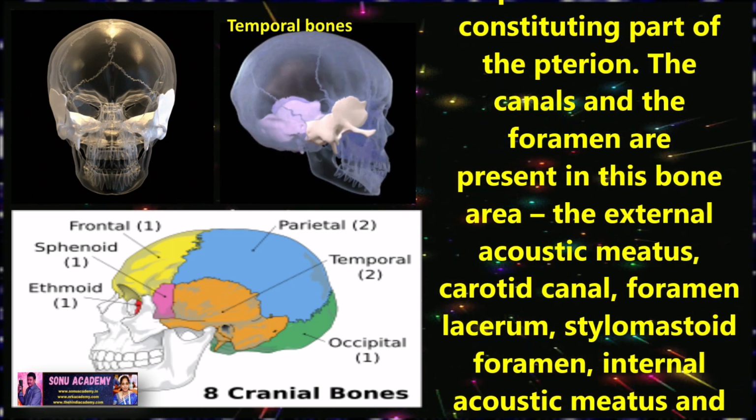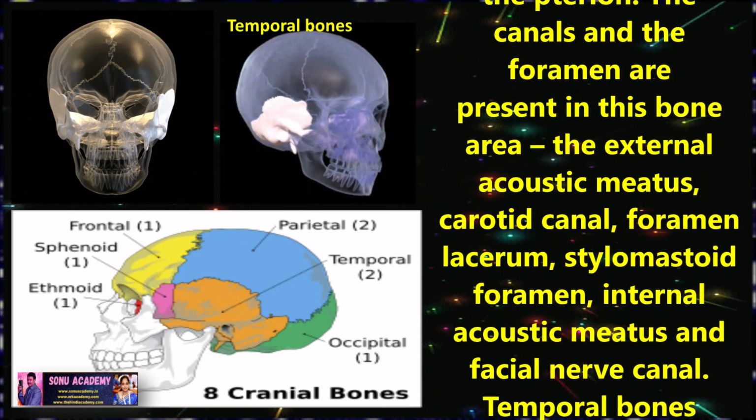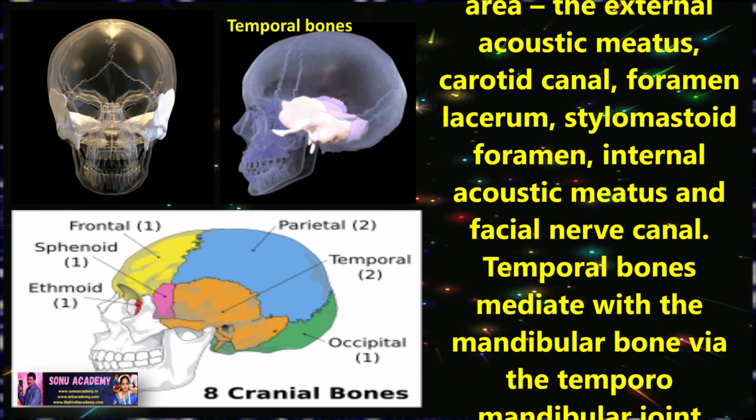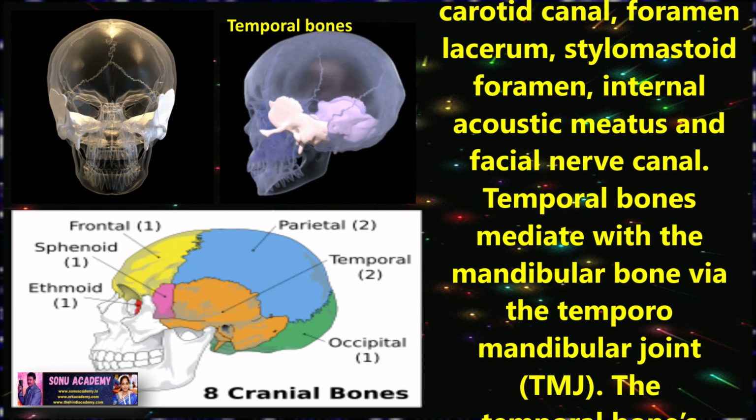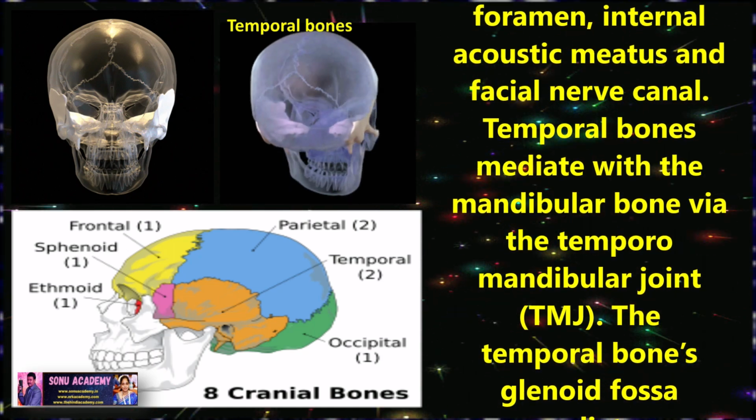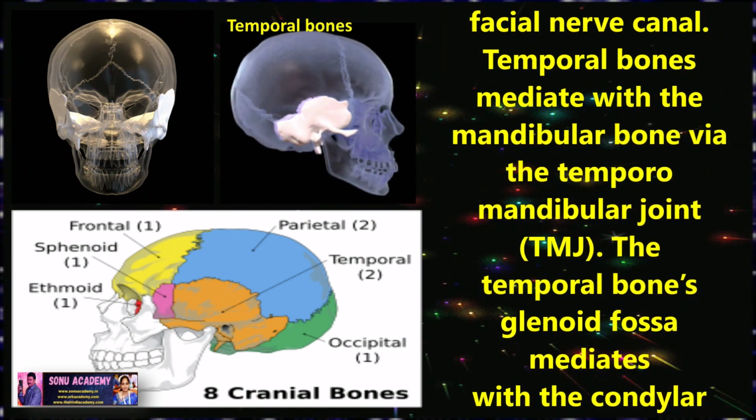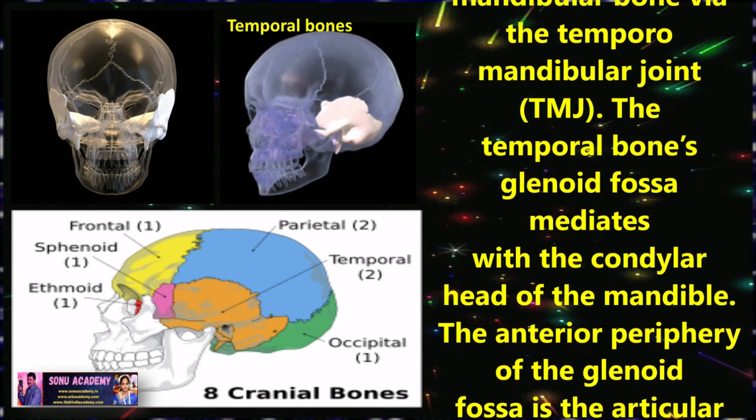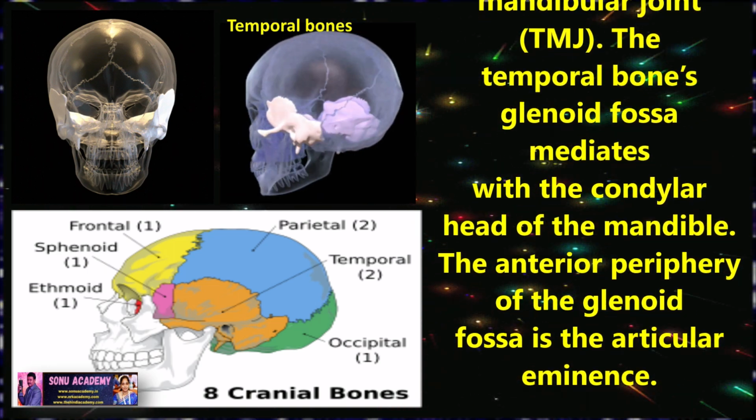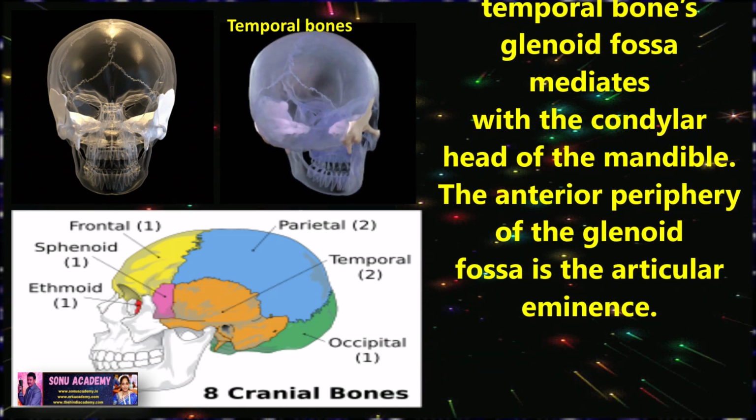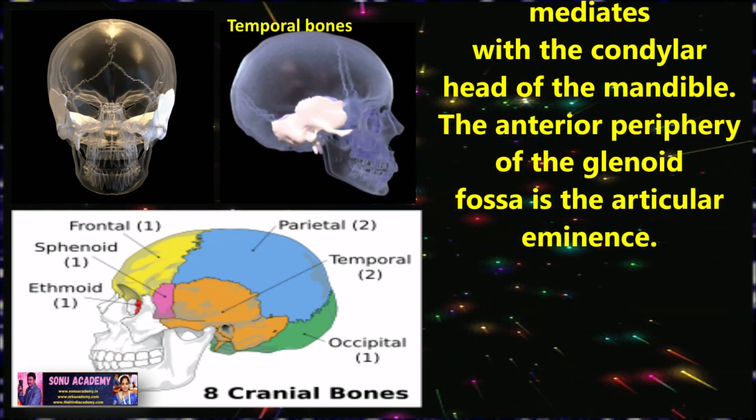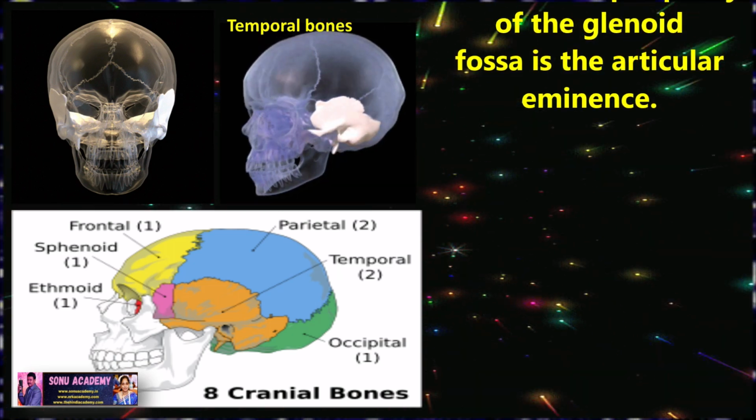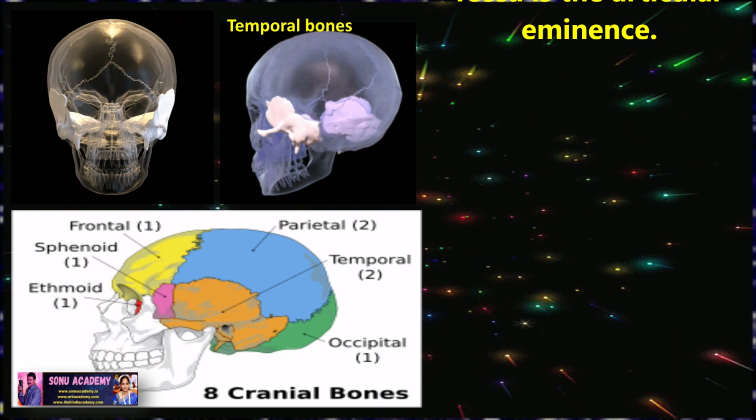The canals and foramina present in the bone are the external acoustic meatus, carotid canal, foramen lacerum, stylomastoid foramen, internal acoustic meatus, and facial nerve canal. The temporal bones articulate with the mandible via the temporomandibular joint. The temporal bone's glenoid fossa articulates with the condylar head of the mandible. The anterior periphery of the glenoid fossa is the articular eminence.